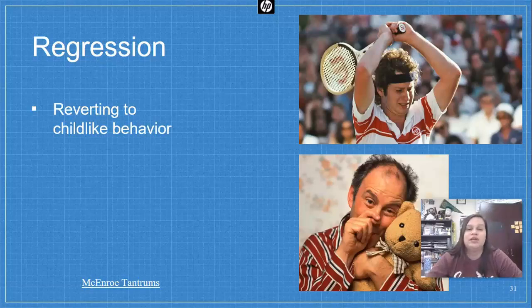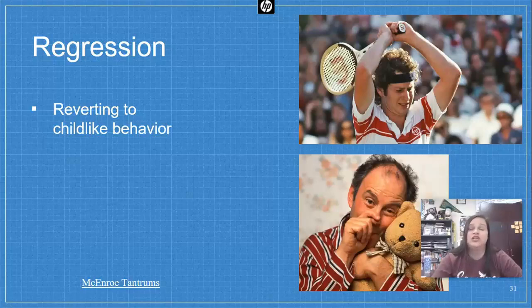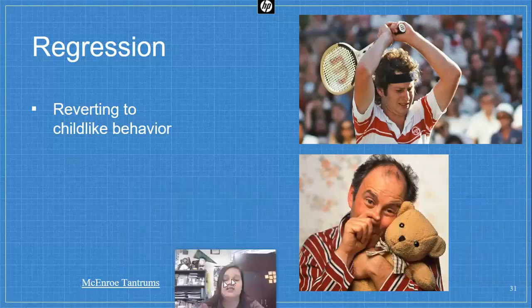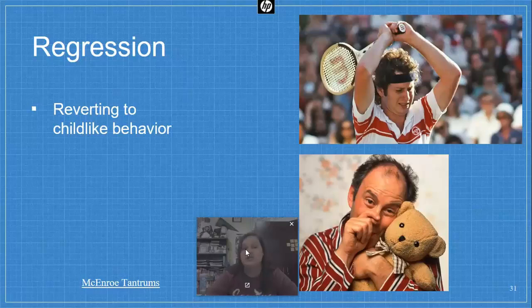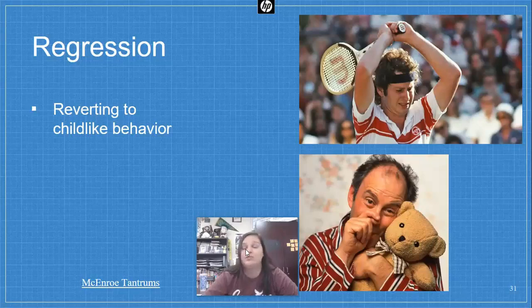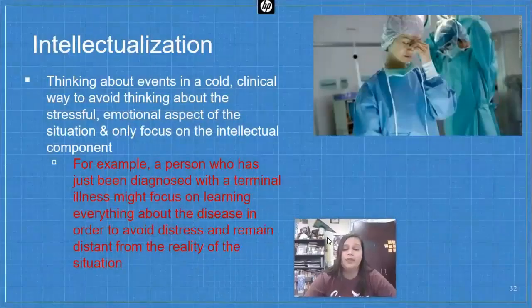This might show up in a younger child who has finished potty training or is no longer sucking their thumb, but when the parents bring home a new baby, they regress to a younger age. They start wetting the bed again, they start sucking their thumb again. They start acting like a younger age. Another common example I've seen show up on the AP test are college kids who don't accept the reality of having to go to class and doing all their work, and they stay in bed all day and play video games. They regress to an earlier childlike behavior.